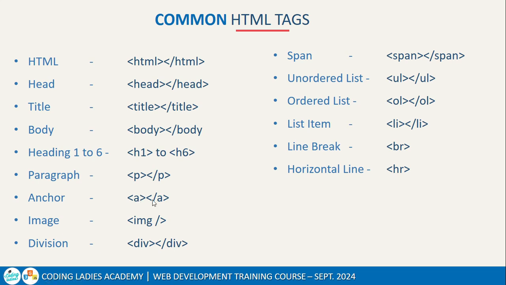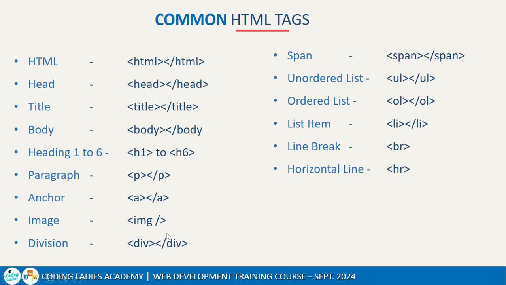Then we have the div, for division, and it serves as a container. Whenever you want to create a new container, you can use the division to divide. You use it as a container for your content. Then you have the span. This is an inline element. Whenever you use a span, it just follows the previous element horizontally.